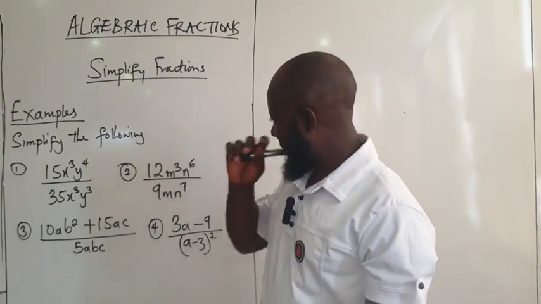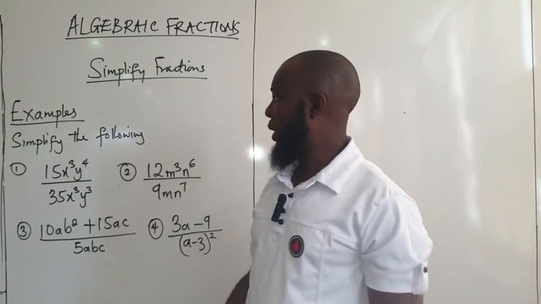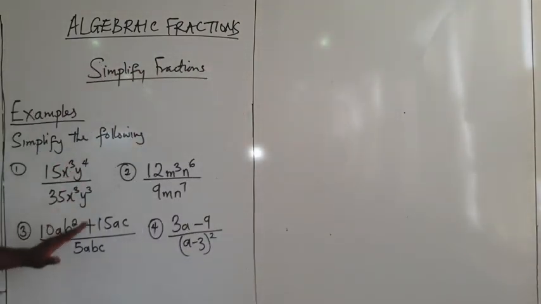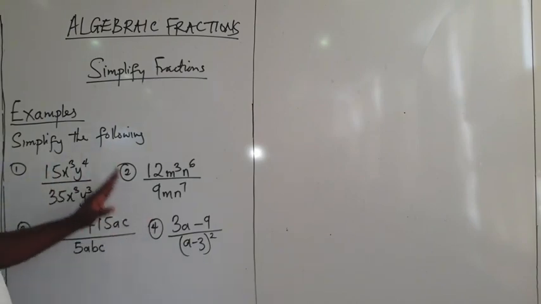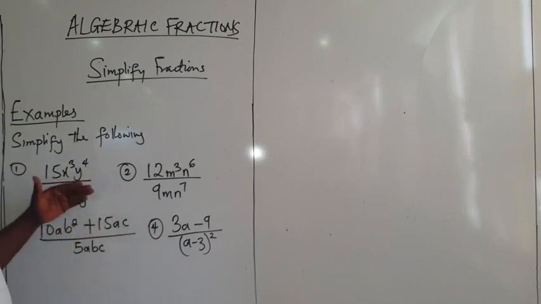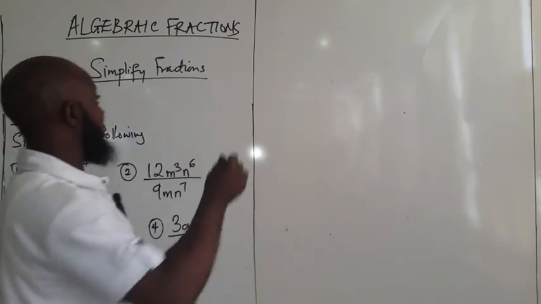Now, in this case, we have algebraic fractions. How do we now simplify? That means that we're going to reduce everything we have there to their lowest term. I'll solve all these questions using different methods so that you see how you can do it. Whichever method you like, you use. So let's look at the first question.